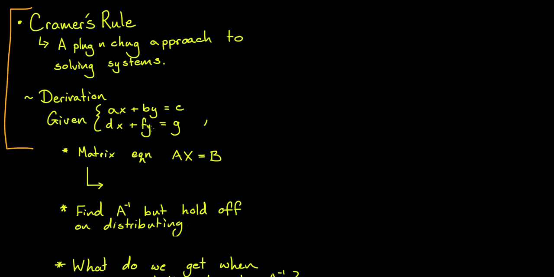Everybody in here, if you have this written, the given ax plus by equals c and dx plus fy equals g, I want us to write this as a matrix equation. Do you understand what I'm saying when I say write this as a matrix?